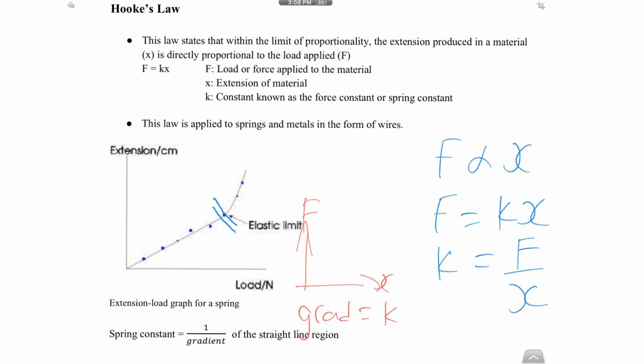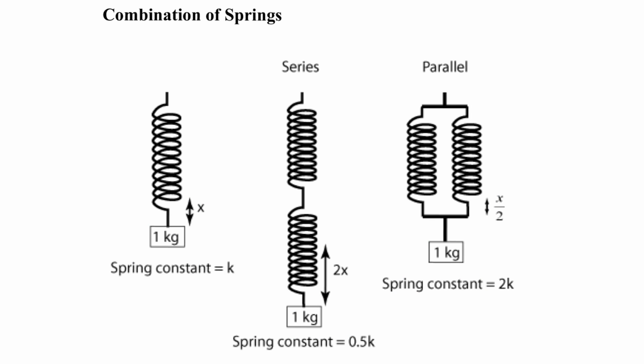Now, for the gradient, you can take any 2 points to find it, because it is a straight line passing through the origin. So no worries. Now, k, which is the spring constant or force constant, is a measure of stiffness. So what is stiffness? Stiffness is the resistance of a material to changes to its shape or size. So the stiffer it is, the harder to change its shape or size. Do you understand? What's the opposite of stiff?